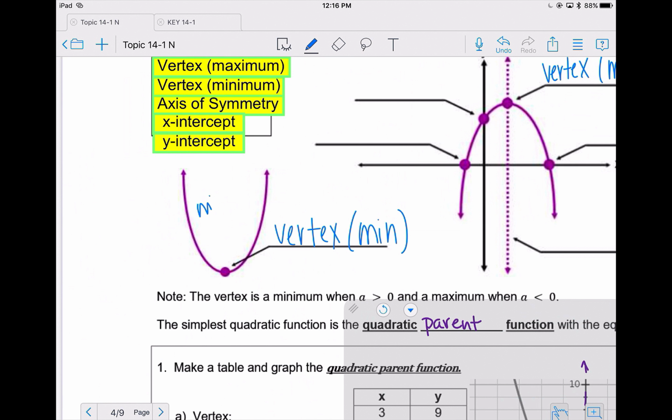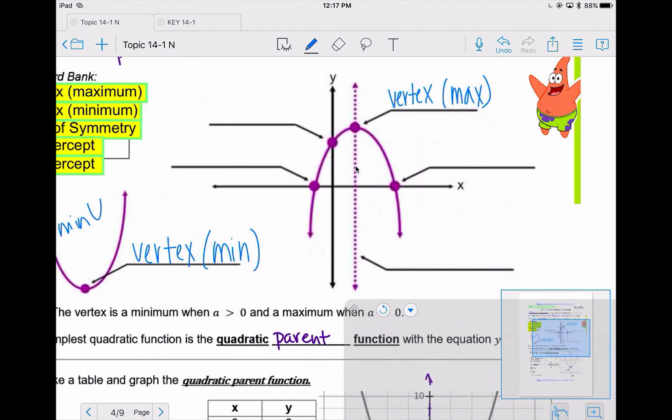The word min-u, spelled incorrectly obviously, can help us remember that you have a minimum when your graph looks like a U. A minimum would be like if you were to put your butt in a swing. If this was a swing, where you put your butt is the vertex and it's a minimum. A maximum would be if you were to throw a ball to a friend, when it reaches that high point and then it starts coming back down. Where it starts coming back down would be your maximum.